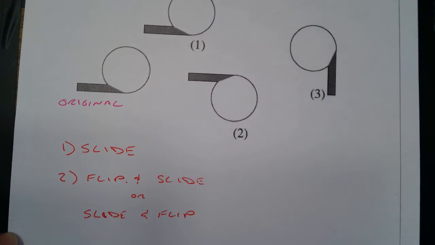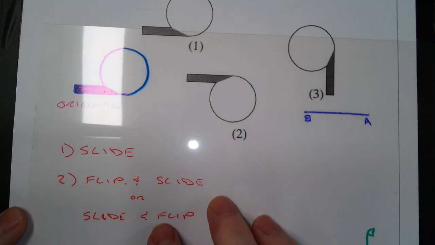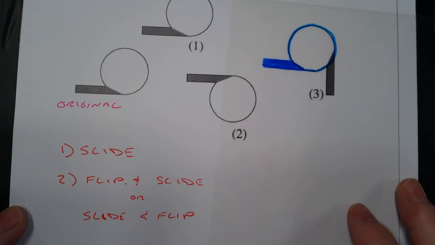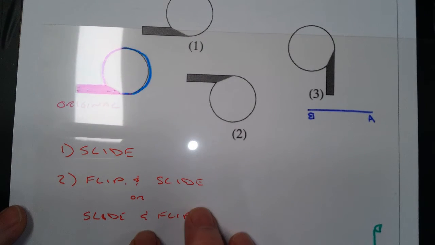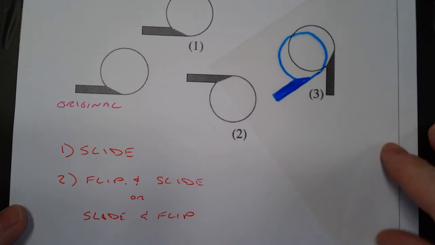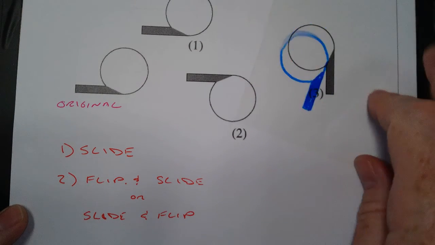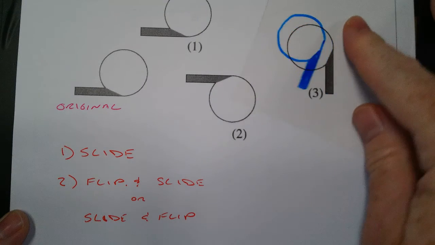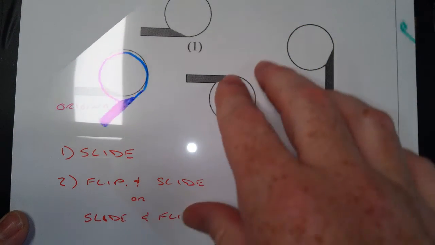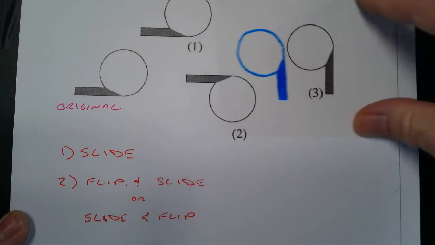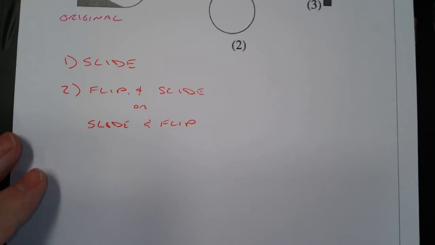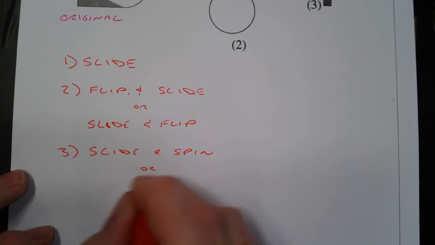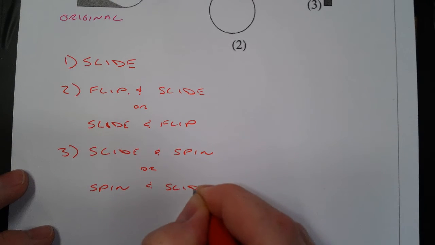Now let's check number 3. Go back to my original. For number 3, you can see if I slide it, it's still not going to be perfect. A slide does not make it line up. So I slide it, and then I spin it. No flip this time, a spin. A slide and a spin. Or some of you who want to be a little bit creative might do a spin first and then a slide. But you need to do both. So for number 3, you can do a slide and a spin, or a spin and a slide.